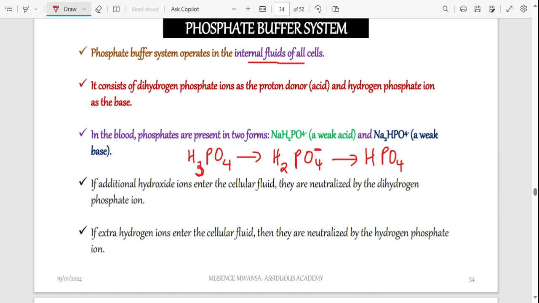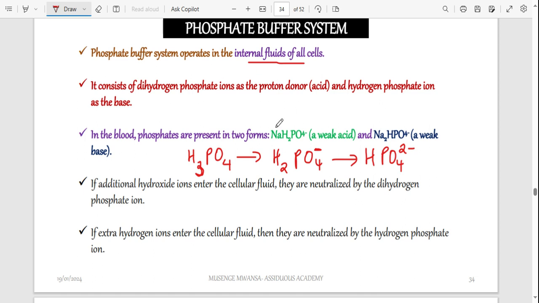Okay. So remember, it had 3 hydrogens. We lost one hydrogen. It became a -1 charge. If we lose another hydrogen, it will now have a negative 2 charge. If we lose this other hydrogen, it will have a negative 3 charge. So the more hydrogens you lose, the more the charge reduces.